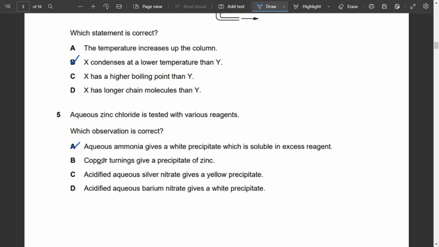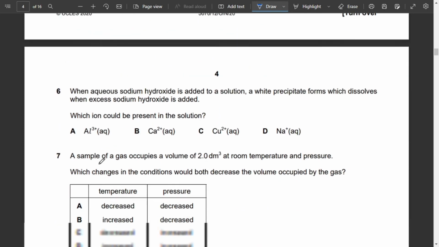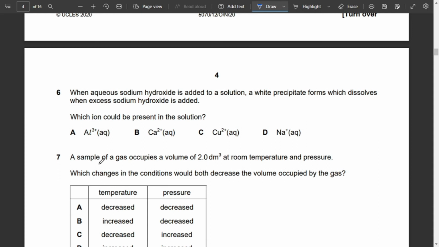Copper turnings give a precipitate of zinc, no. Acidified aqueous silver nitrate gives a yellow precipitate, not at all. And barium nitrate gives a white precipitate, again no, this is not the right answer, so its answer is A. Aqueous ammonia gives a white precipitate which is soluble in excess reagent.